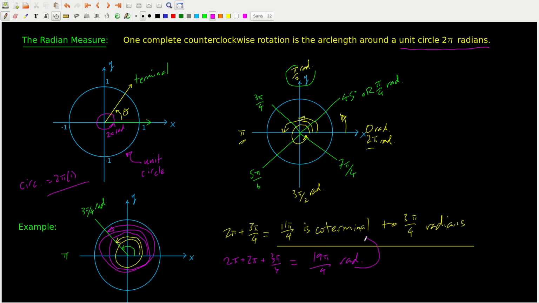It's also coterminal to the other two. It's coterminal to 3 pi over 4. It's also coterminal to 11 pi over 4. All of those angles mark the same point: 19 pi over 4, 11 pi over 4, 3 pi over 4. They mark the same point. They're coterminal because they differ by 2 pi radians, or they differ by 360 degrees, if you want to think about it in terms of degrees.